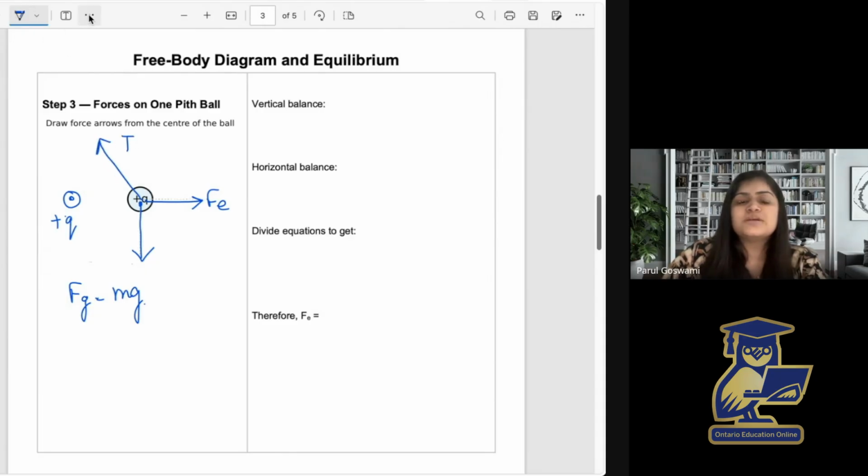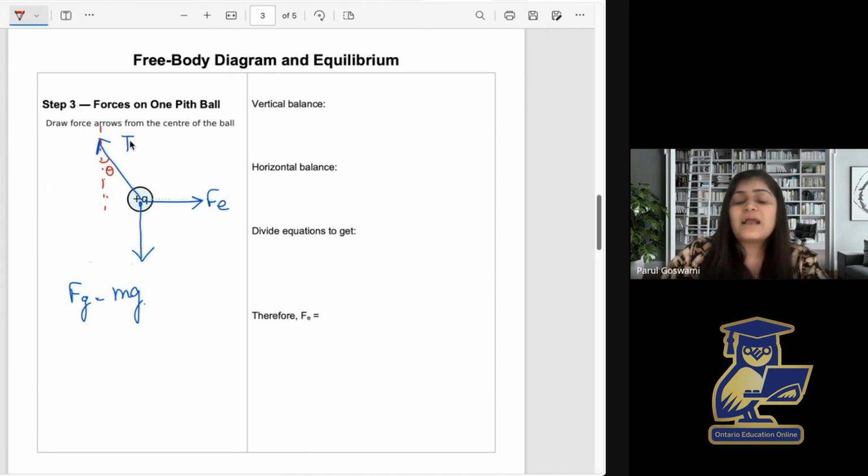As you can see here, this pith ball is experiencing three forces: one tension along the string, one gravitational force vertically downwards, and one repulsive force towards east. Now you can see tension is the angled force. I will draw the reference vertical line also, and this angle is theta, which is 15 degrees, which we have computed earlier.